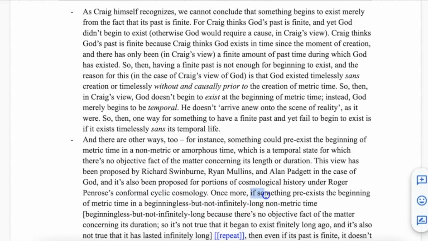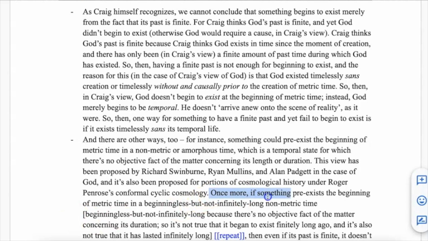Once more, if something pre-exists the beginning of metric time in a beginningless but not infinitely long non-metric time, right? It's beginningless but not infinitely long because there's no objective fact of the matter concerning its duration, right? So it's not true that it began to exist finitely long ago, but it's also not true that it has lasted infinitely long. Both of those would involve there being some objective fact of the matter concerning its duration. But since it's non-metric, there isn't such a fact of the matter.